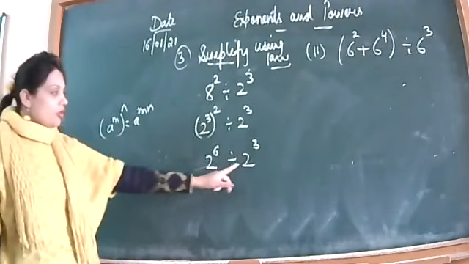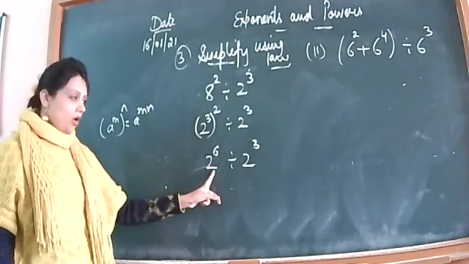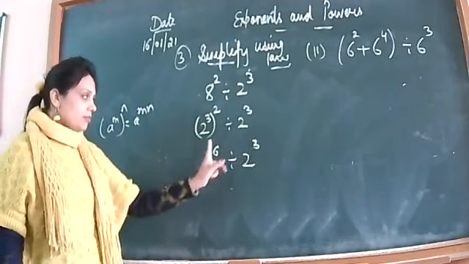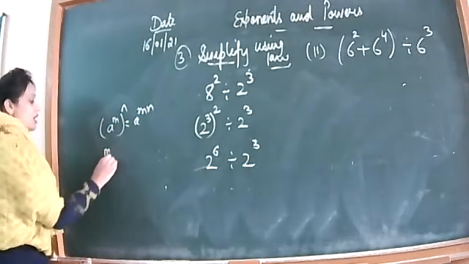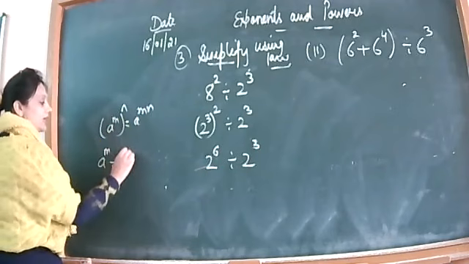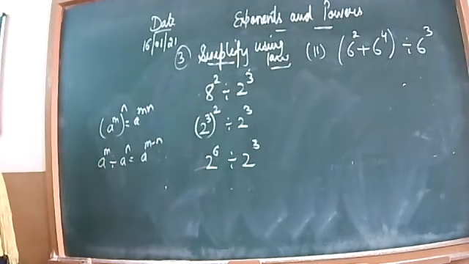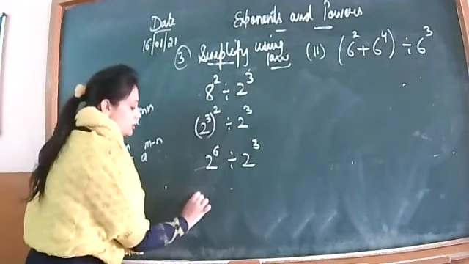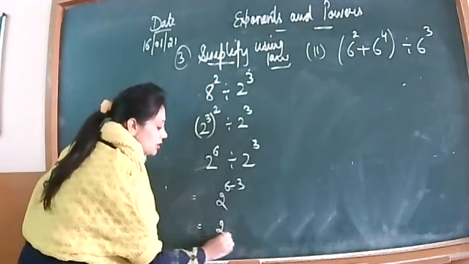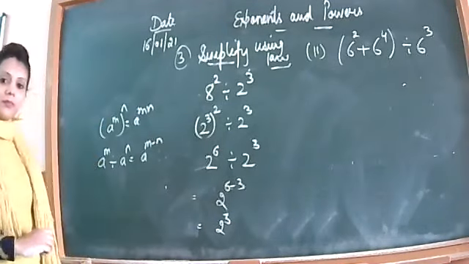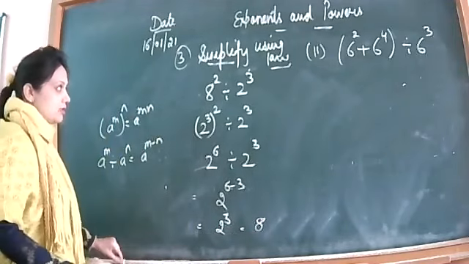Now we have got the way in which we can use our law. Bases are same, powers are different, but we are having division sign. So we have done the law a raised to power m divided by a raised to power n. Power will be subtracted. So it is a raised to power m minus n. Using this law, we will get 2 raised to power 6 minus 3, 2 raised to power 3. Further, 2 raised to power 3 is 8. Right?